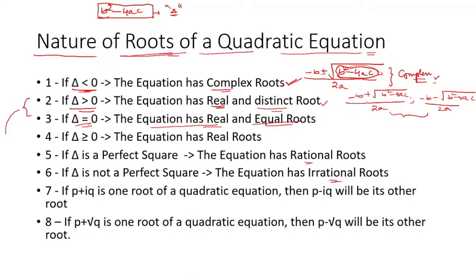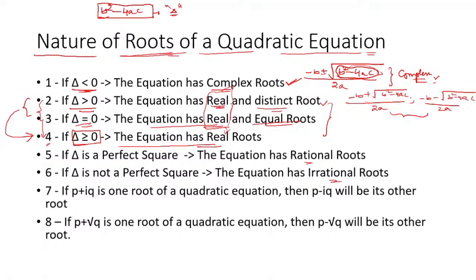So the fourth point is the conclusion of 2 and 3. If delta is greater than or equal to 0, the equation has real roots. You can just look at these two real roots. If delta is greater than or equal to 0, the equation will have real roots.